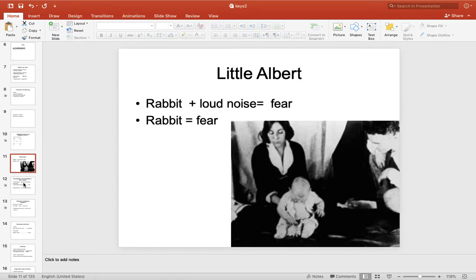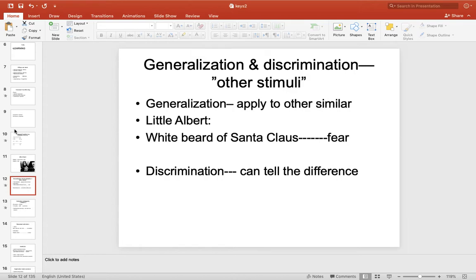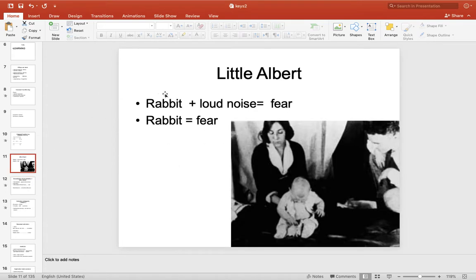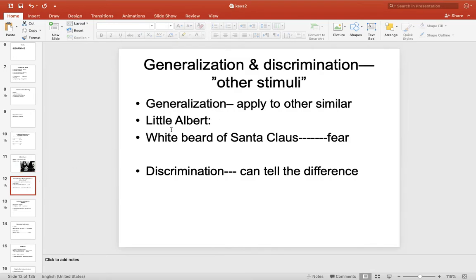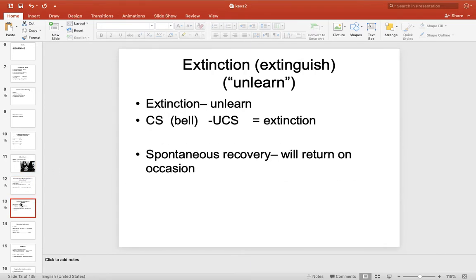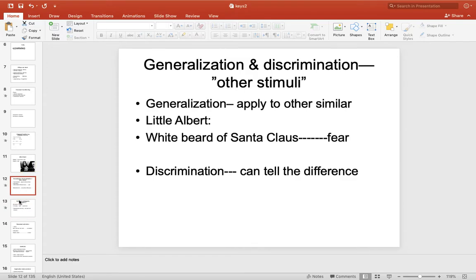Then if you can learn one thing, you can apply it to others. That's called generalization. Little Albert, little cute guy, became afraid of Santa Claus and all white animals. That's called generalization. And when you can tell the difference, that's called stimulus discrimination. And then you can unlearn something. If you learn something, you can unlearn it.